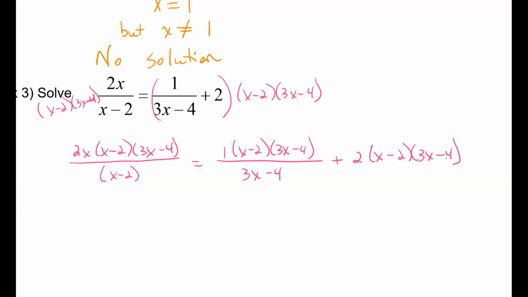All right, so in the first one, the x minus 2's will divide out, leaving me with 2x and 3x minus 4. In my next one, my 3x minus 4's divide out, leaving me with x minus 2. And the last one, what am I going to have to do with all of those? Multiply everything out. Everything has to be expanded.